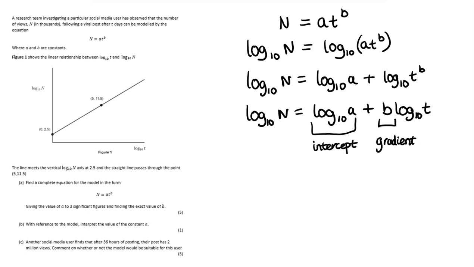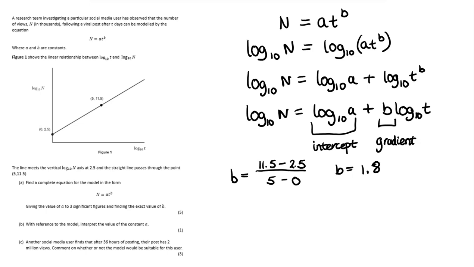So now I can relate this to the equation of my line. So if I look at the figure here, as I said, b is going to be my gradient. So my gradient, I can just find that from the figure there. If I just do the change in log n over the change in log t, so I'm going to do 11.5 take away 2.5, and I'll do 5 take away 0. I'll get that b is 1.8. So b is 1.8.